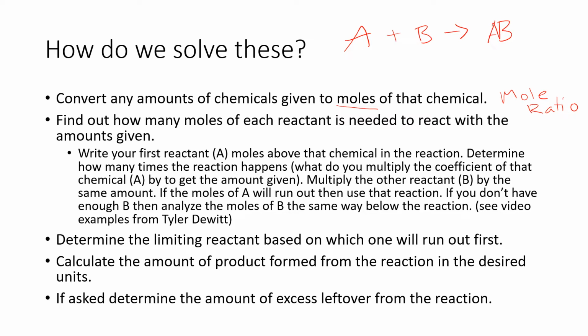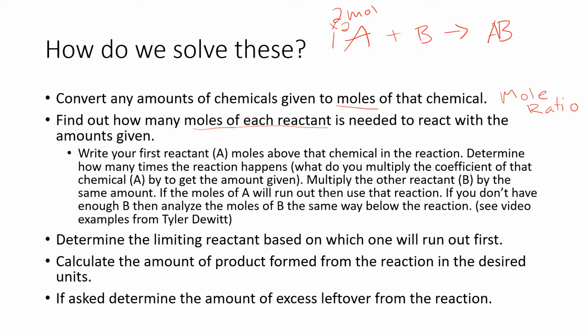Once we have our numbers in moles, we need to figure out how many moles of each reactant is needed to react with the amounts given. So we have to compare the amounts that we have and the amounts that we need. What I do is look at my chemical reaction written. I write my first reactant amount in moles above my chemical. So for chemical A, say I'm given 2 moles of it, I write that above the chemical, and then I determine how many times that reaction happens. If I have 2 moles and its coefficient is 1, then I'm doing the reaction twice.